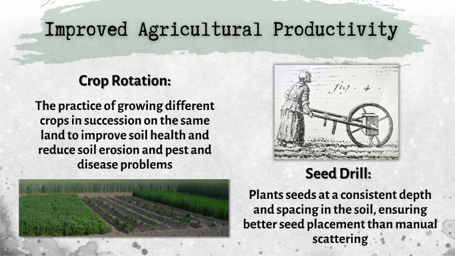Before the advent of the seed drill, seeds were often scattered by hand, leading to irregular spacing, inconsistent depth, and inefficient use of seeds. The seed drill ensured that seeds were planted at a consistent depth and spacing, resulting in better germination rates and maximized use of land.